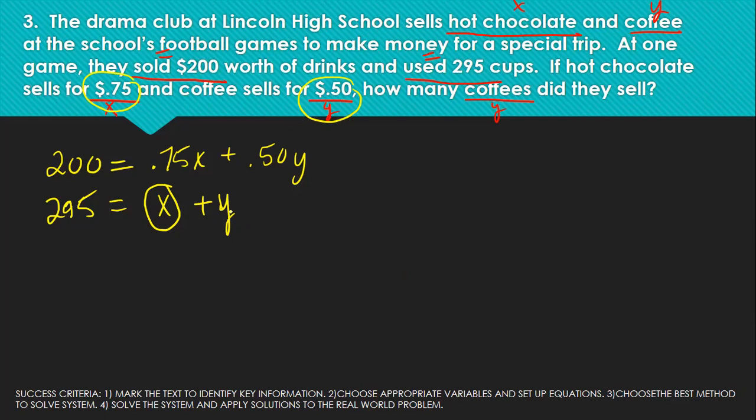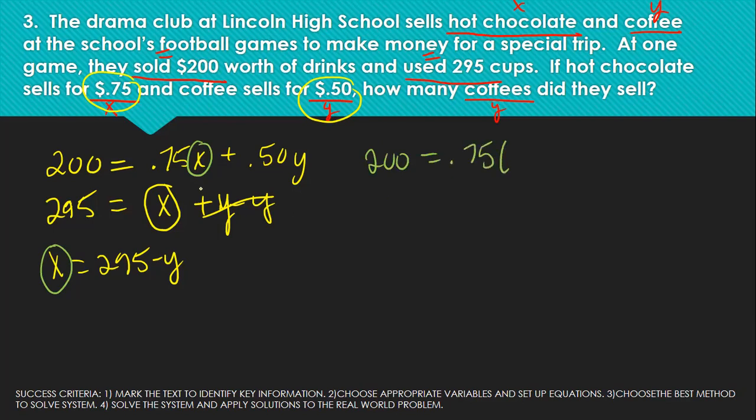All right, so to get x by itself, we had to do what? Minus the y. So we get x equals 295 minus y. Now that I know what x equals, I'm going to substitute that in. So wherever x is, it now becomes 295 minus y. So we're working with 200 equals 0.75, but instead of x, it now is 295 minus y, plus 0.50y.